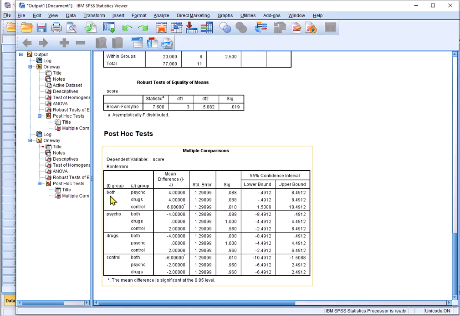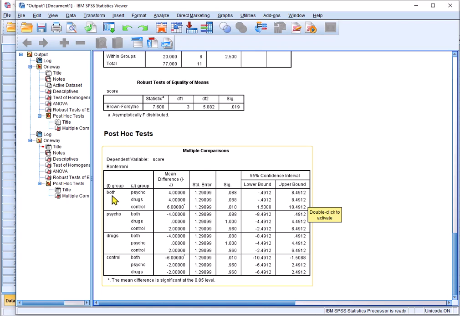So of those who got both psychotherapy and drugs compared to the psychotherapy alone, we have a non-significant result. It's 0.088. And then of those who got both psychotherapy and drugs compared to the drug group, it's also non-significant, but compared to the control group, it is. And so you can see that you have a variety of different results here.